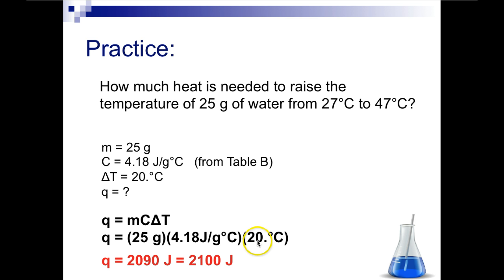Since in this case we're multiplying, and we want to go by the number that has the least number of significant figures, which is 2, we need to round 2,090 up to 2,100 because that has two significant figures.